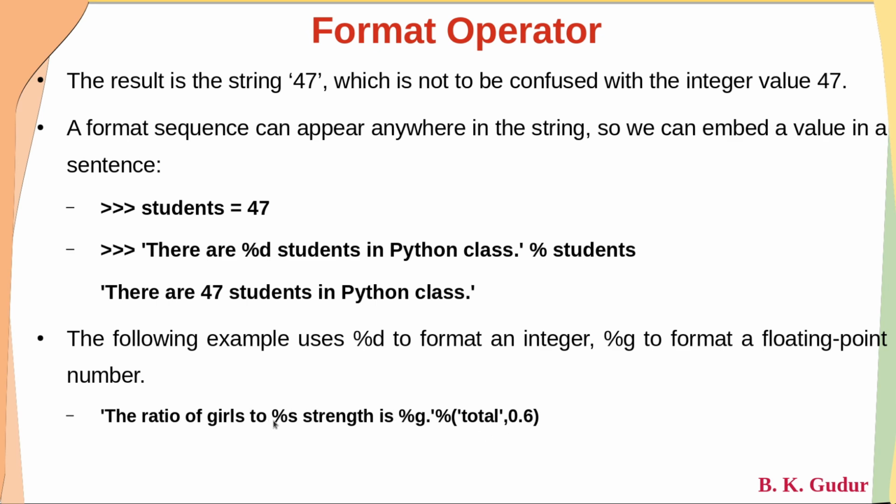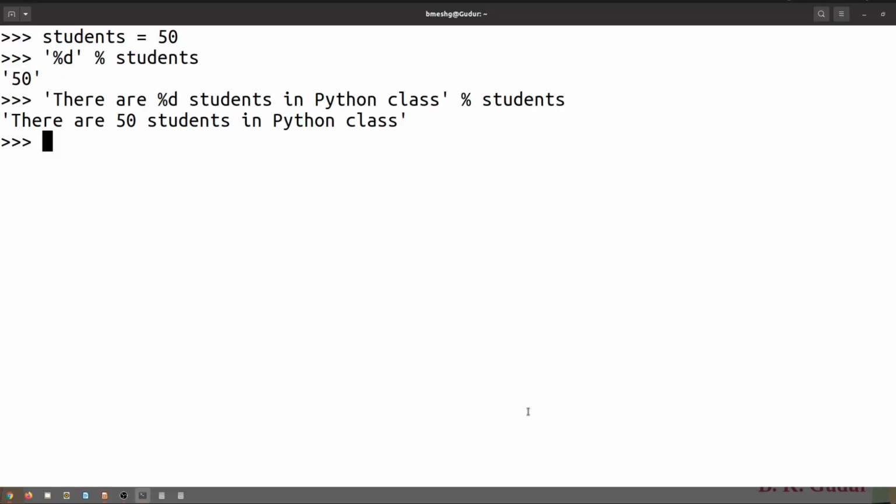Dear students, in this particular operand, the first operand which is enclosed within a single quote, there are two format specifiers, and after the percentage within a parenthesis, here we have two values. One is a variable and another one is a direct value. So I'll show you one example for this.